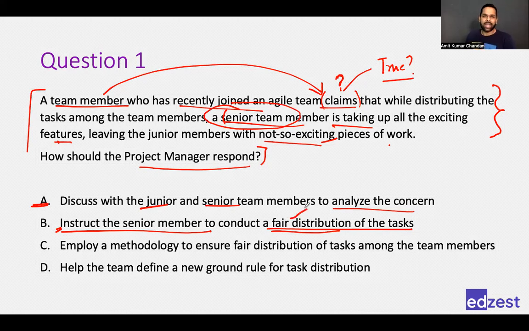And as a project manager, I don't want to demotivate anyone just because I didn't analyze something. Okay? So first I would analyze, and then I will take that decision. So B is not correct. Then I go to C.